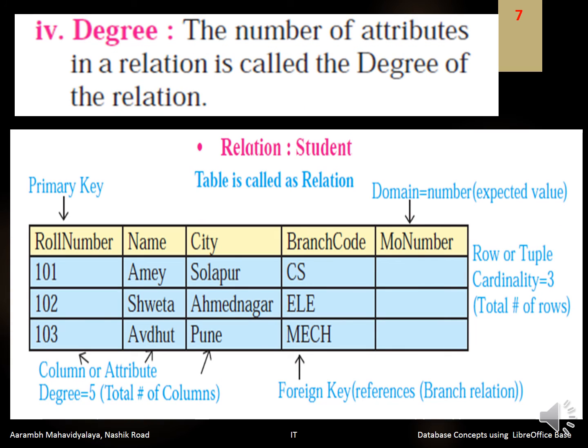The next one is the degree. The number of attributes in a relation is called the degree of the relation.